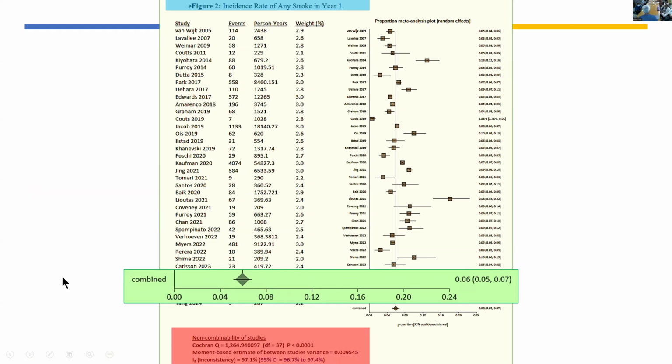Significant heterogeneity. I square 0 is no heterogeneity. 100 means it's all over the place. 0 to 25 or 30 is reasonable. 30 to 60 is moderate. More than 60 is significant heterogeneity.